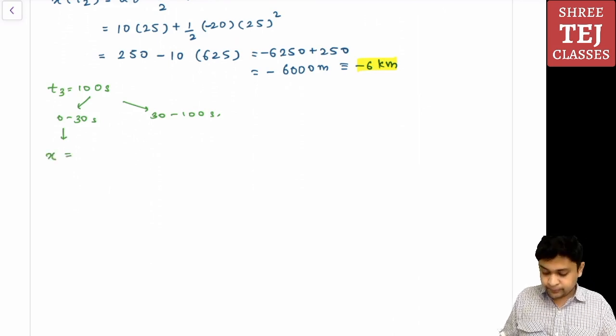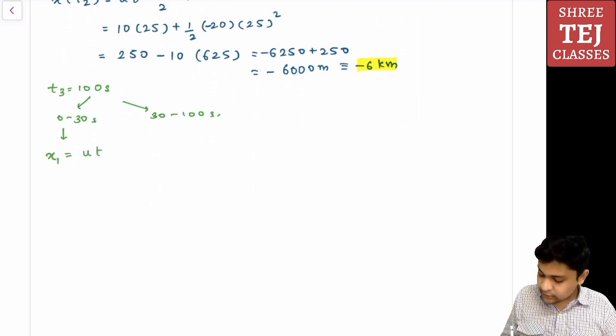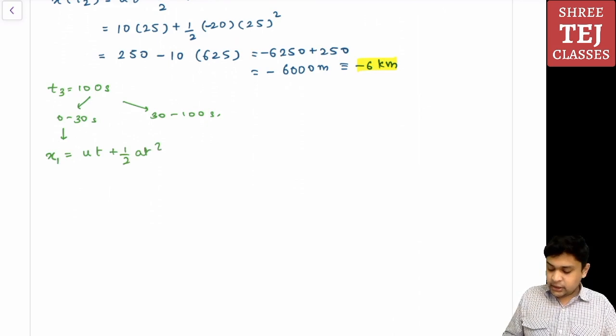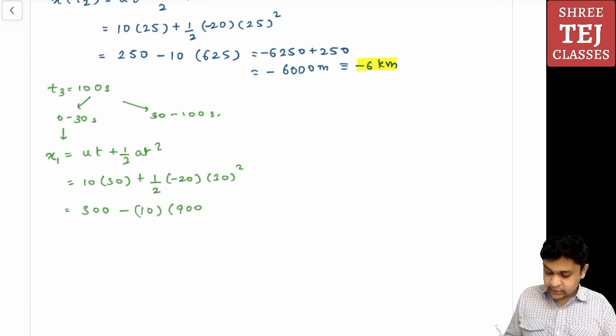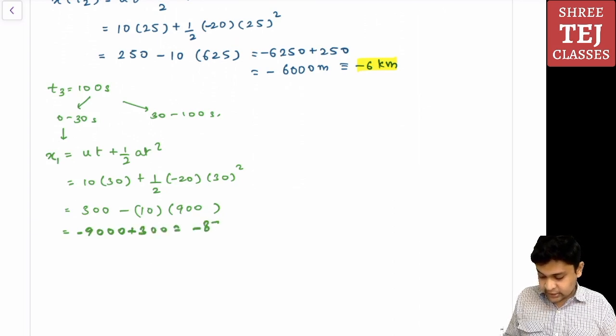Let us call it x1. So x1 would be ut plus half at square. So this would be 10 into 30 plus 1 by 2 into minus 20 into 30 square. So this would be 300 minus 10 into 900. So this would be minus 9000 plus 300, which is minus 8700 meter.